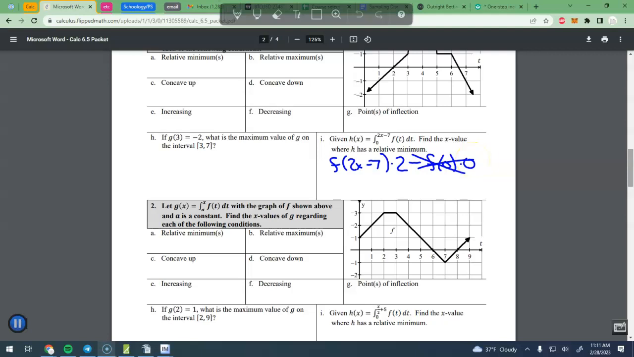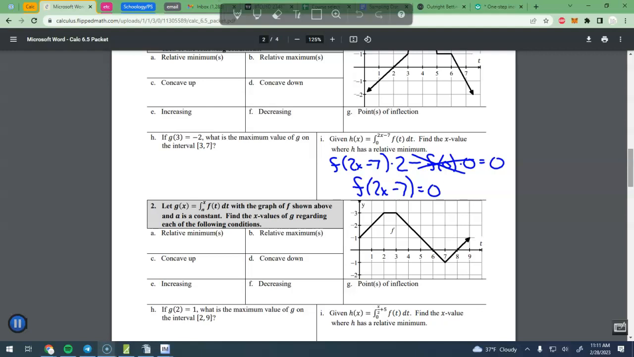And then if it's a relative minimum, I want my derivative to equal 0, because that's like the turnaround spots. So I'm just going to start solving this equation. All I mean by that is I'm going to multiply both sides by a half. I'm just pointing out that the 2 is basically irrelevant, because a half of 0 is 0, so it's the same.